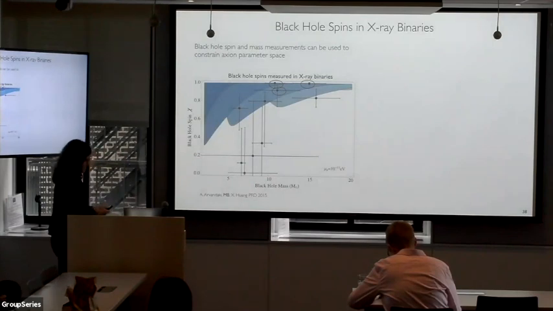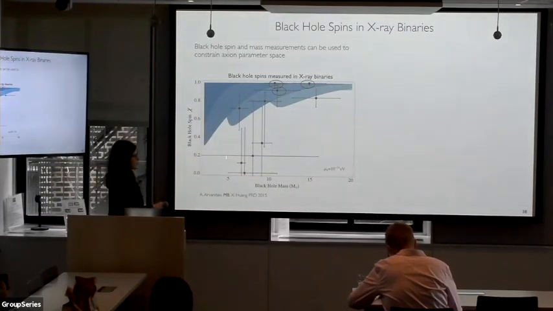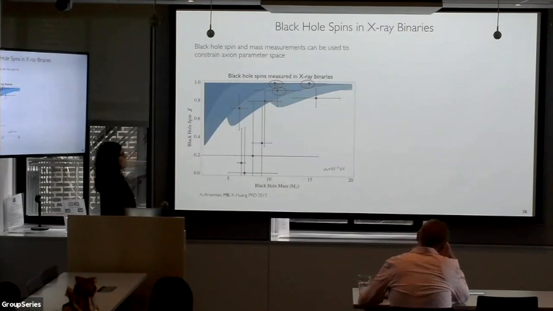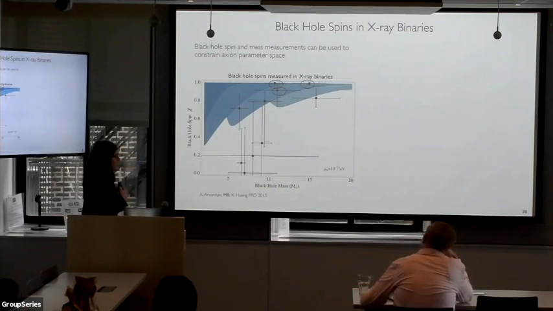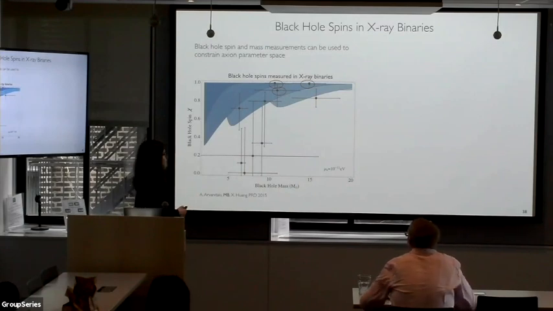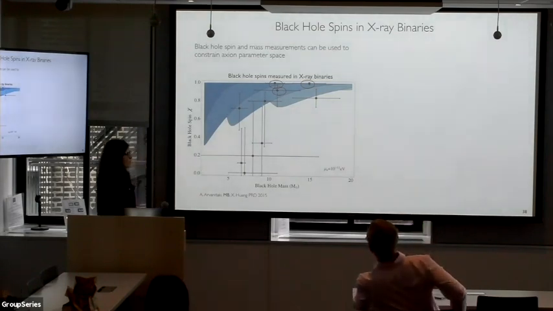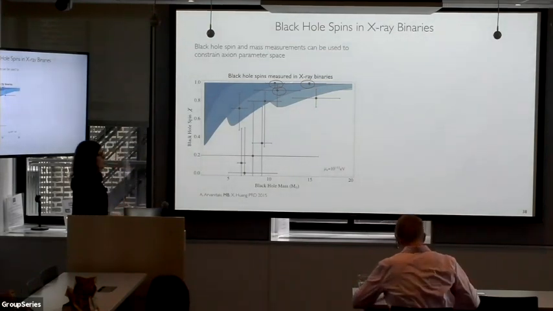So this is the same parameter space I was showing before. Here's the black hole spin as a function of black hole mass. The blue regions are the ones that are affected by superradiance. Now for a particle that I expect to be 10 to minus 11 eV. And there are already measurements of black hole spins and masses that we infer from observations of black holes in X-ray binaries. These are the black holes here shown with their corresponding error bars.